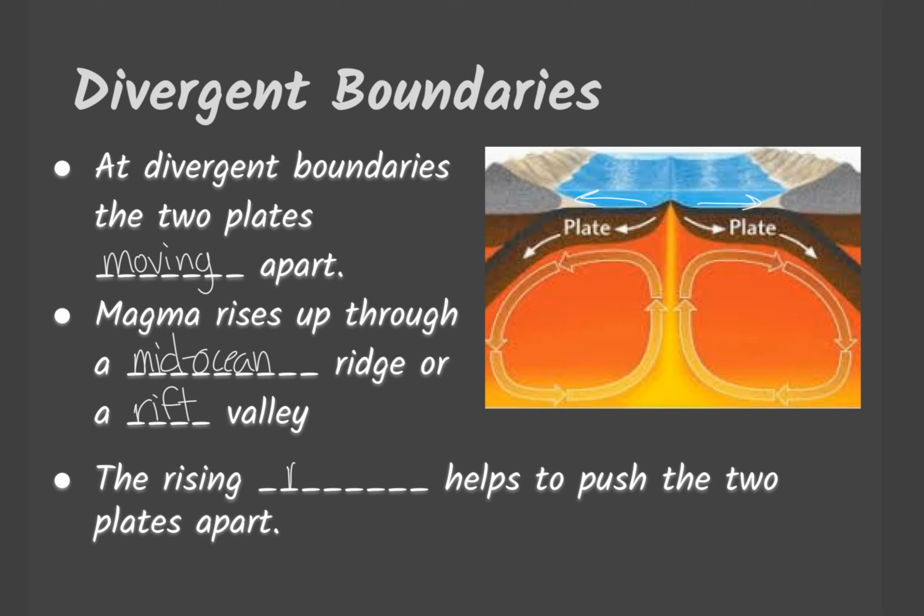And the rising magma, that magma that's rising up right through here, helps to push the two plates apart. So again, at divergent boundaries, we have these convection currents. You can see those convection currents operating right through here. Again, convection currents are playing a major role in tectonic plates. The plates are following those convection currents around, and then right up through the middle we have magma coming.